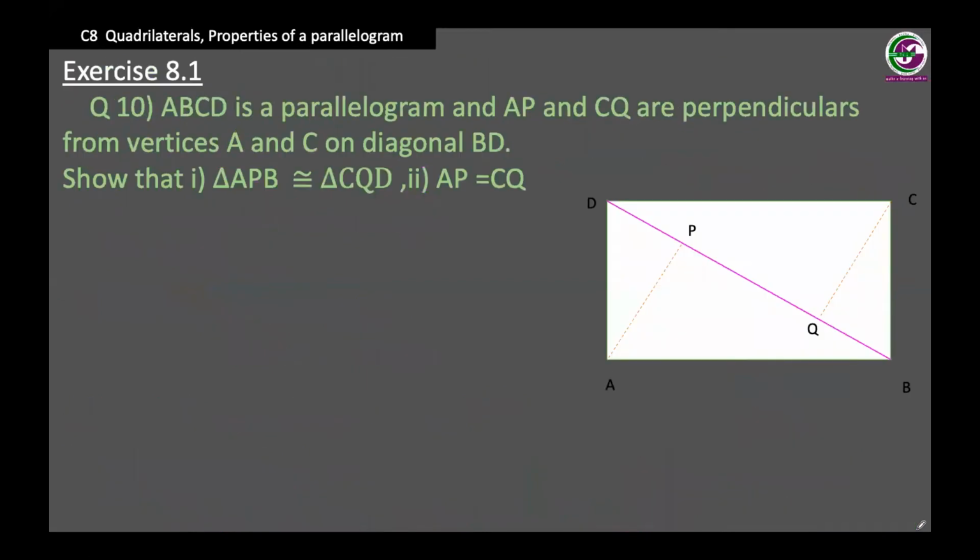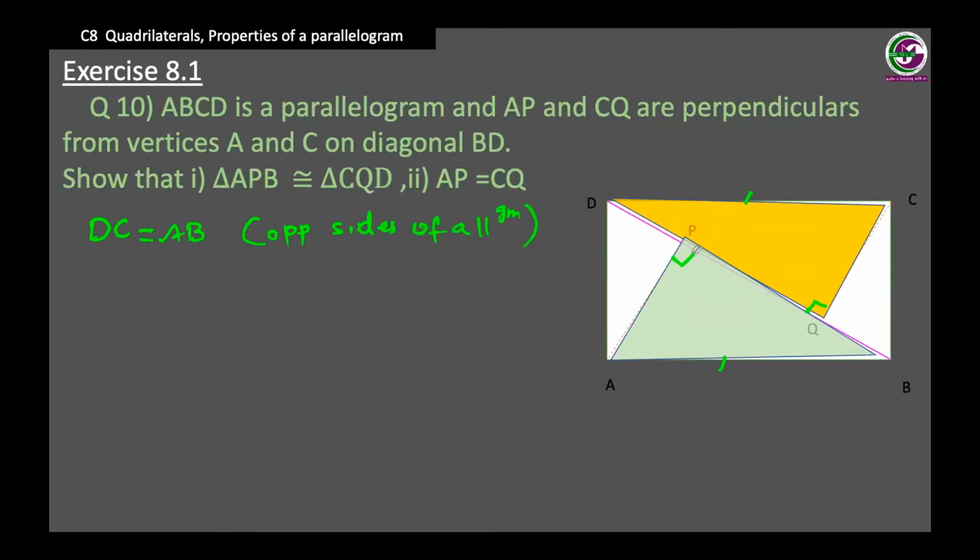All right, moving on to the next question. ABCD is a parallelogram and AP and CQ are perpendicular. So we are given that these two angles are 90 degrees. Now we have to show that APB and CQD are congruent. For that, DC is equal to AB, opposite sides of a parallelogram. Angle P is equal to angle Q, 90 degrees. It's given.